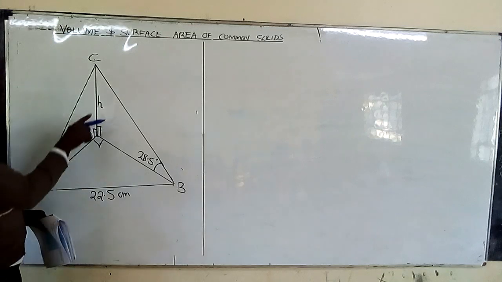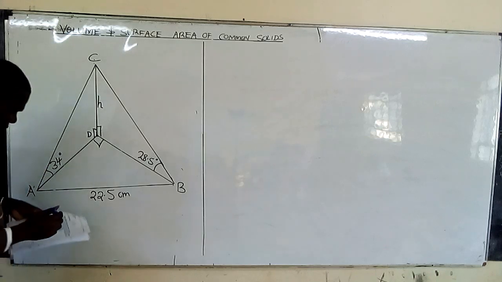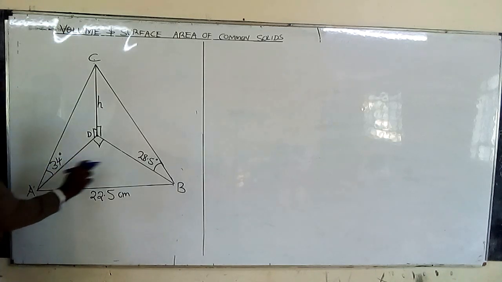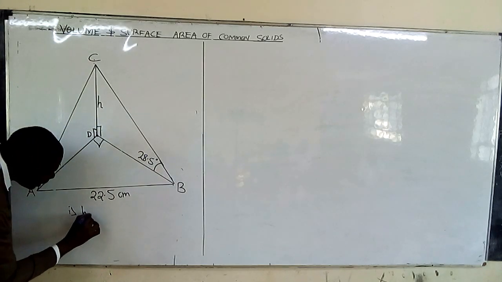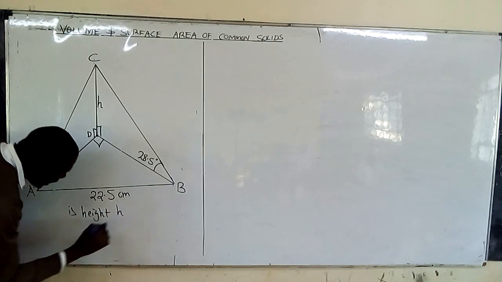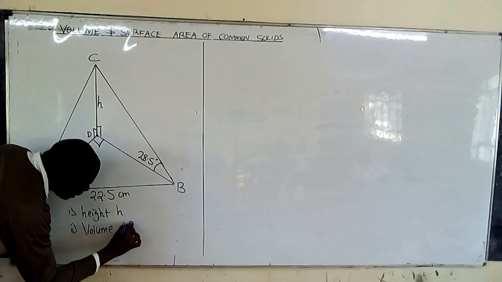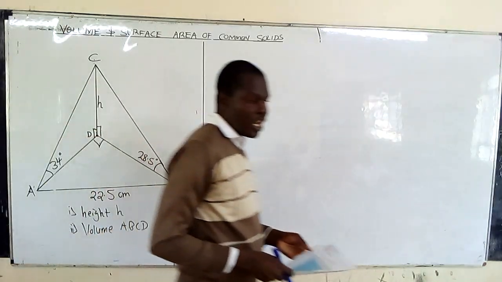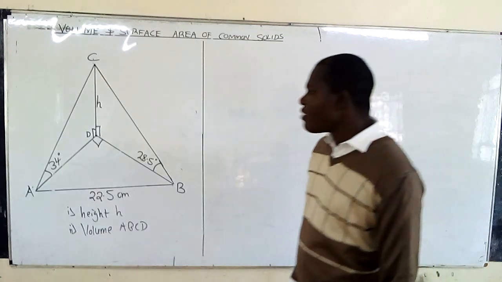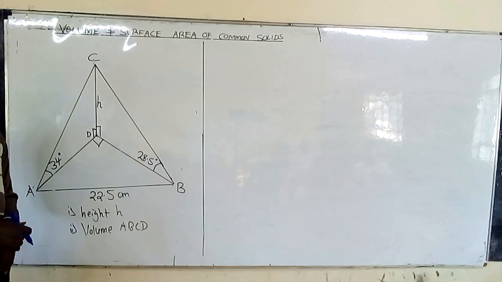Then you'll be told to determine the height edge, and again, determine the volume of the solid ABCD. The first thing they want is the height edge. Then the second thing they want is the volume of this figure ABCD, correct to 4 decimal places. Are we together? Remember, if you look at this figure, you'll see it is a pyramid, isn't it?